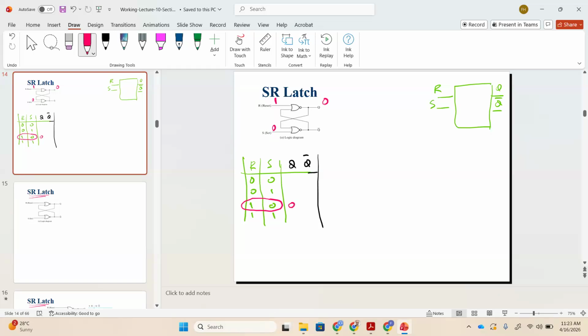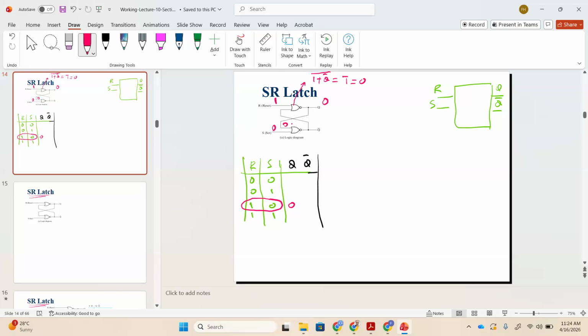Since Q is 0, this 0 will come from here because there is a feedback path. So 0 will be here, and 0 plus 0 whole bar. Can you see here? For this NOR gate we have 1 plus Q bar, whole bar. Any input to the NOR gate being 1 gives 1 bar, which is equal to 0. Got it? So now this is 0.